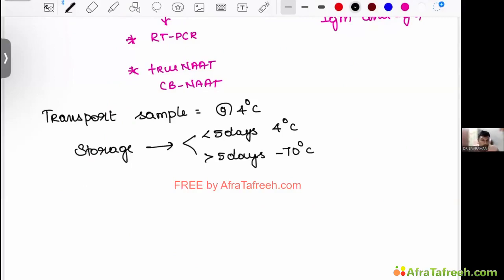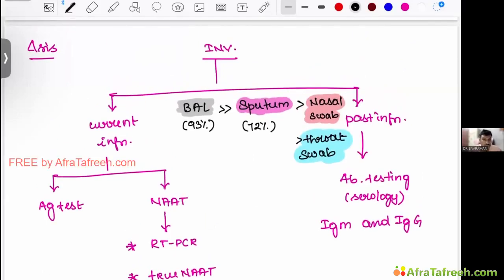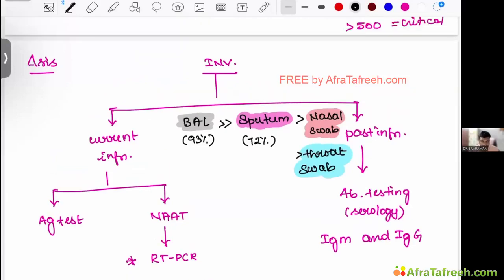One more question which can be asked in your PSM and microbiology is the biosafety level of different areas. There is something called BSL 1, 2, 3 and 4 that can be asked in your microbiology. So study about the BSL and its significance. Okay, so these are the tests which are done.